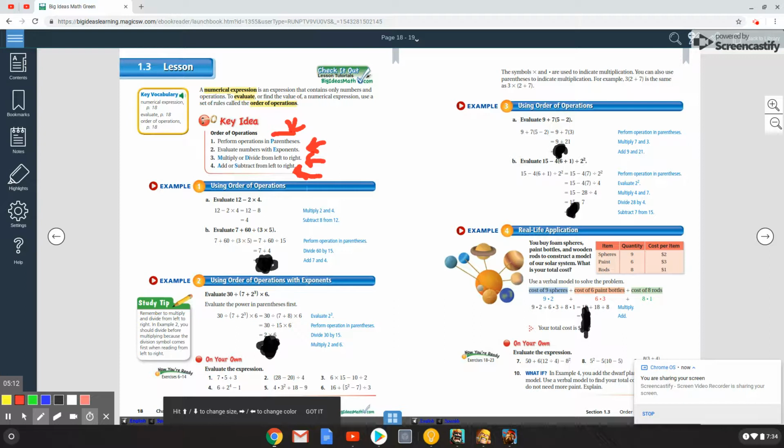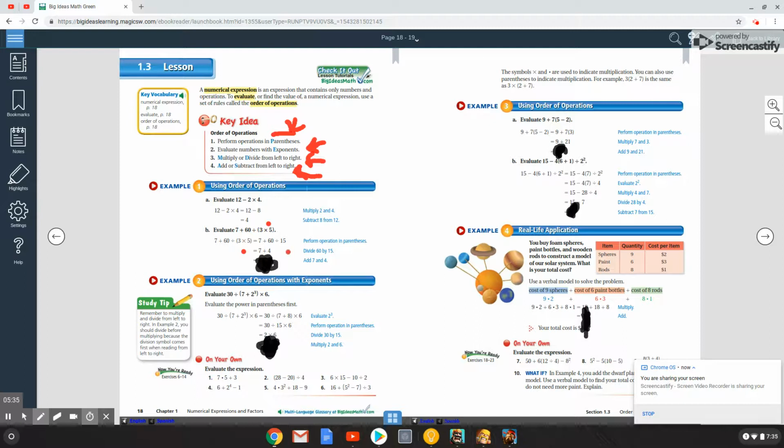So the problem is going to be 7 plus 60 divided by (3 times 5). So first, parentheses. Oh, look, we have parentheses. So we do parentheses first. We do 3 times 5, which is 15. Now we have 7 plus 60 divided by 15, since we solve what's in the parentheses.